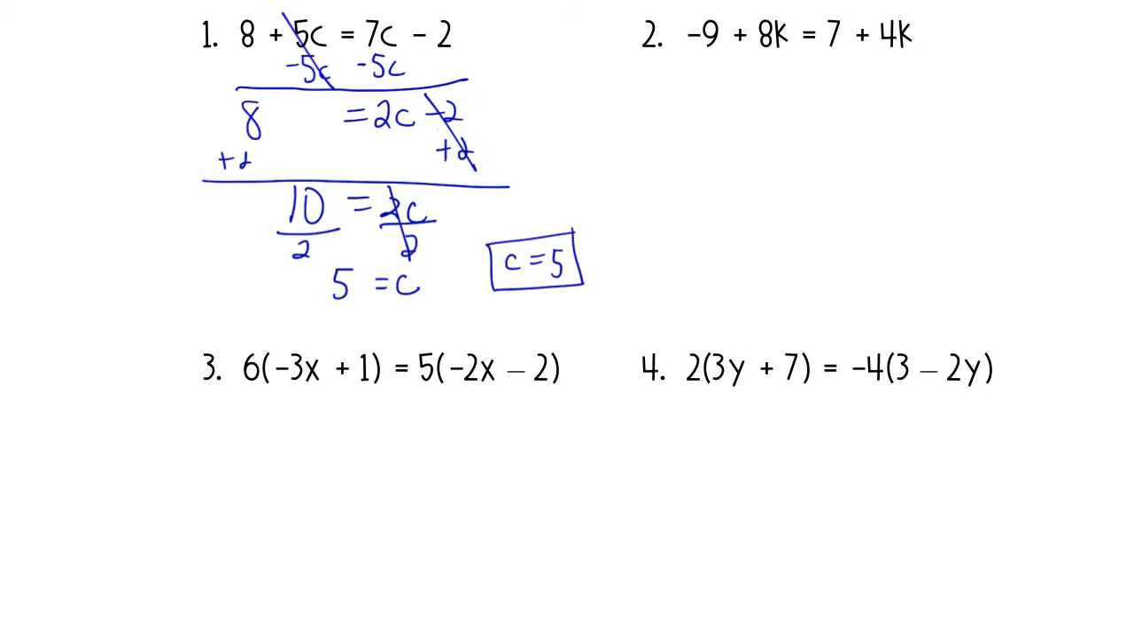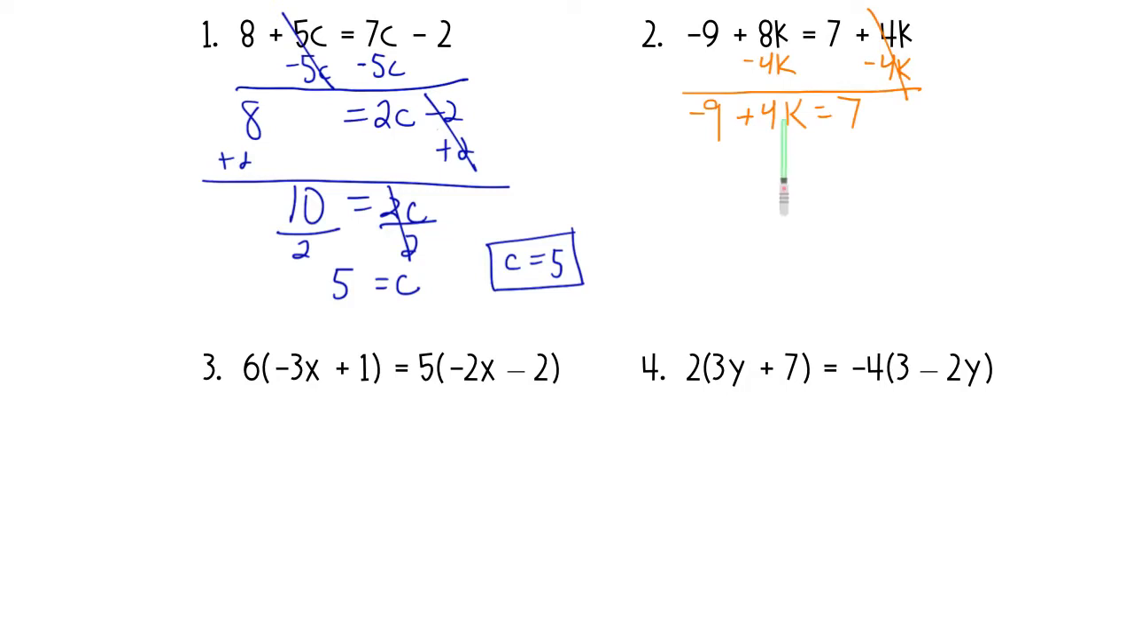Pause here and try the next one, please. Same thing that we just did. Okay, like I said, I hate negatives. So I've got 8k on the left, 4k on the right. 8's bigger, so let's subtract 4k from each side. Negative 9 stays. 8 minus 4 is plus 4k equals 7. 4 minus 4 cancels out, and that's it.